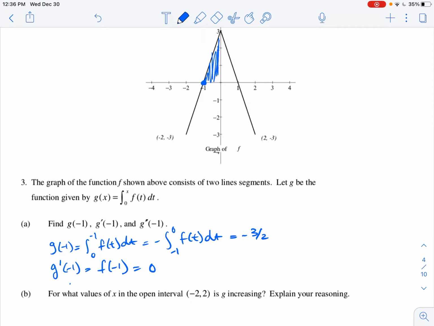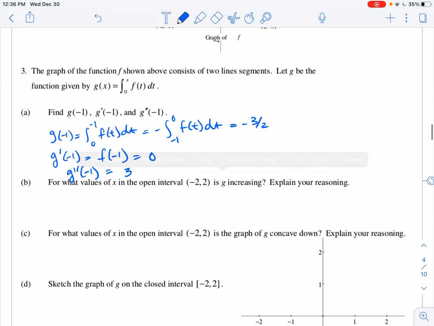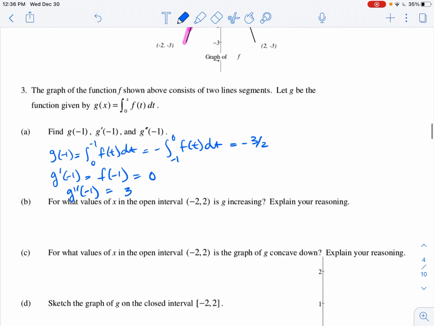And then g double prime of -1 is the rate of change at -1. And we can see that the slope of this line right here, I believe it's 3. If I'm going up 3, yep, would give me a rate of change of 3. It's the slope at -1. For what values of x in the open interval from -2 to 2 is g increasing? Okay, so g is increasing where g prime of x is positive.